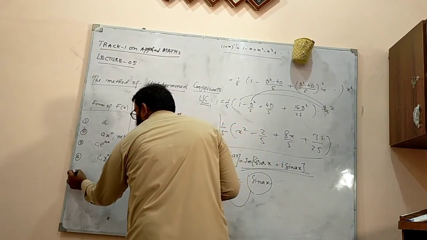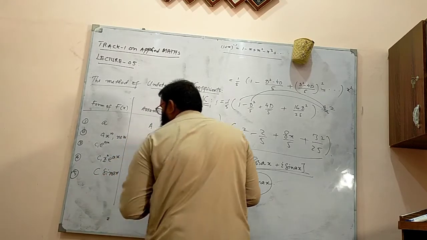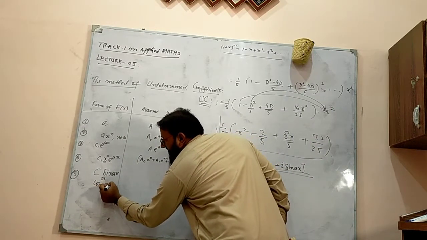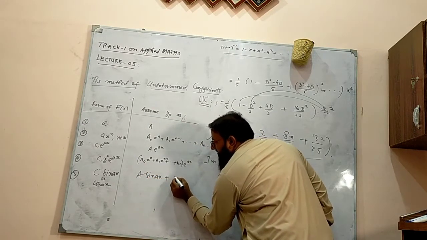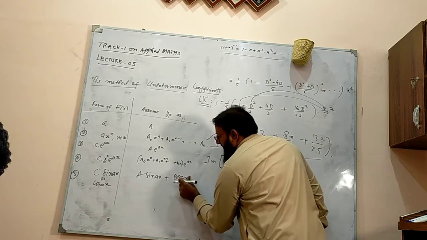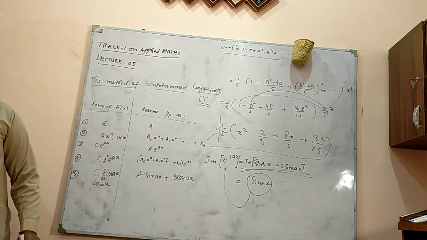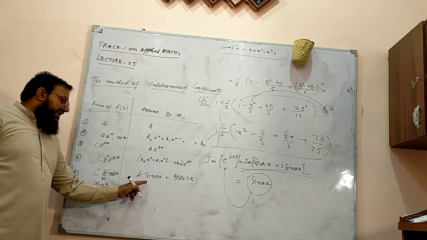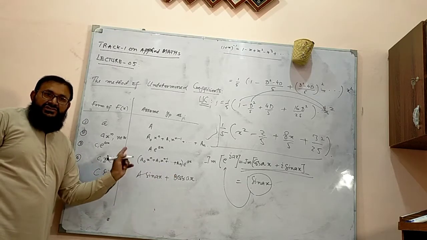What if your function contains sin ax or cos ax? Then it should always be a sin ax plus b cos ax. You will always include both. Whenever your right hand side is either sine or cos, you will always include both of these things, not only a single thing. Why? Because the derivative of sine is cos and the derivative of cos is sine. In differential equations we involve derivatives, so we have to include both.